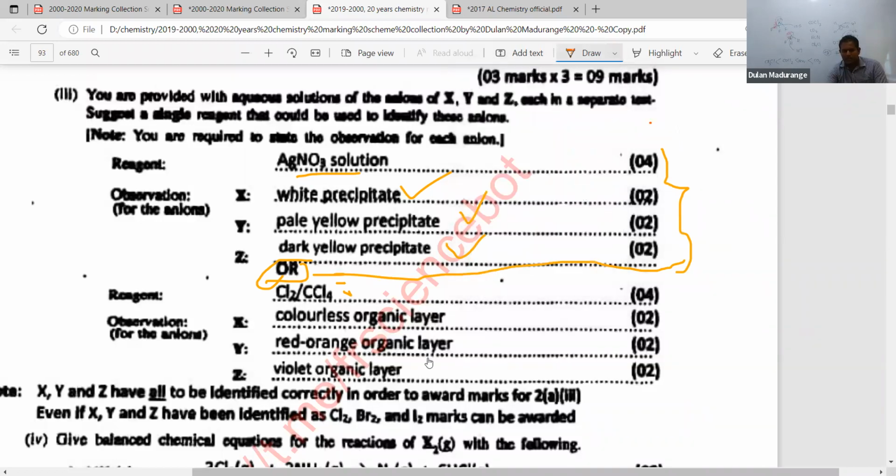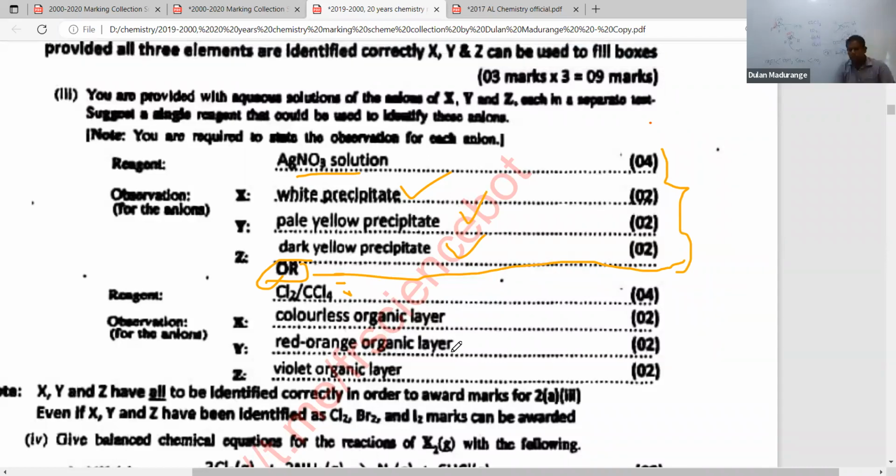Check your marks. Even if you have identified Cl2, Br2, I2 for this part, you get marks; we don't consider this part with the previous part. Actually, inorganic chemistry is an important section, so you have to focus on the cation test and anion test. When we get to inorganic chemistry I'll give the description about this, after moving through the answers.